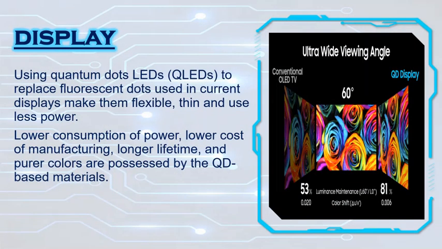Displays. We know that quantum dots are both photoactive and electroactive. So using quantum dot LEDs to replace fluorescent dots used in current displays makes them more flexible, thin and use less power. So the basic advantage of QD based materials or displays is their lower consumption of power, lower cost of manufacturing, longer lifetime and purer colors.